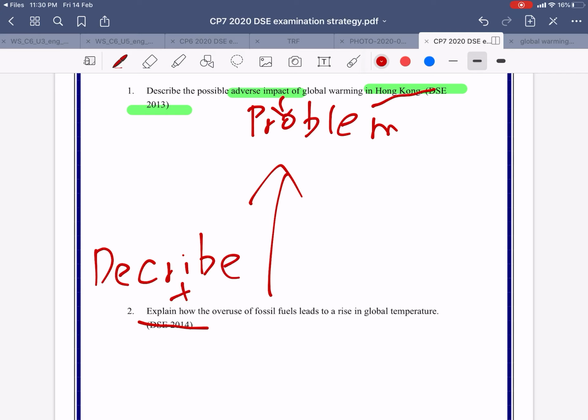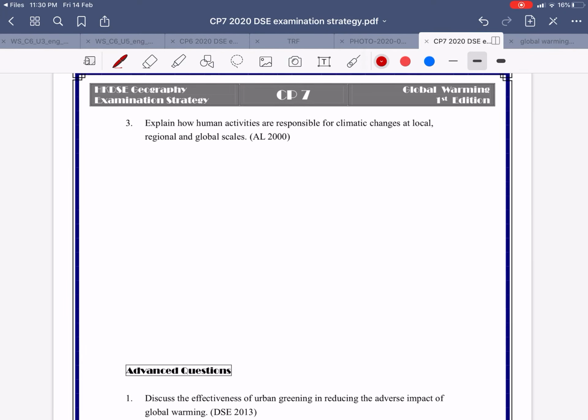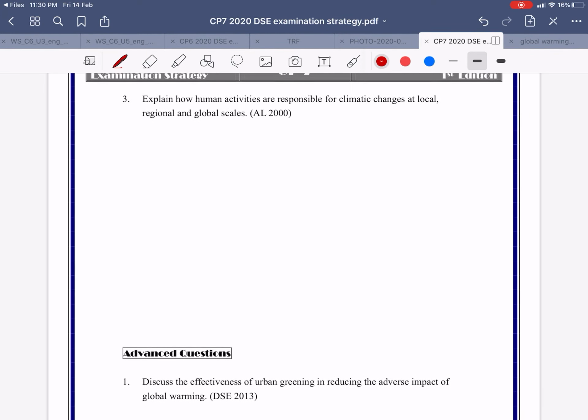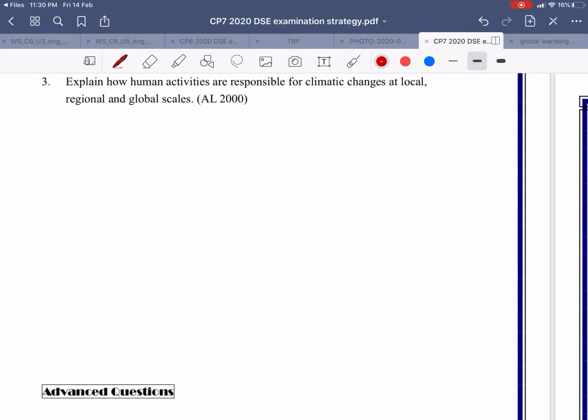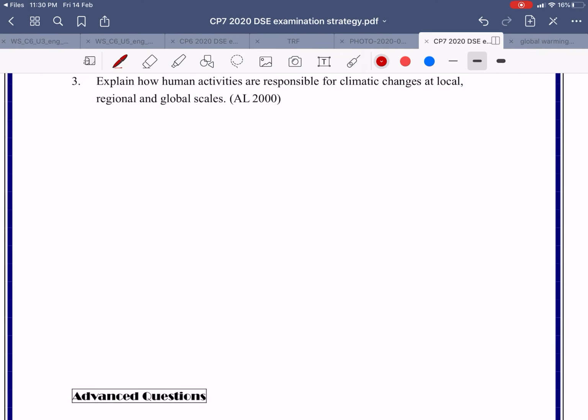Describe and explain, because what is how? You have to describe something in order to make your explanation pass through, okay? So when you are talking about explain how, you have to describe and explain. Accordingly, this one is problem plus the cause, P and C, okay? And then for here, human activities are responsible at local and global levels. Explain how again, although it's an A-level question, okay?